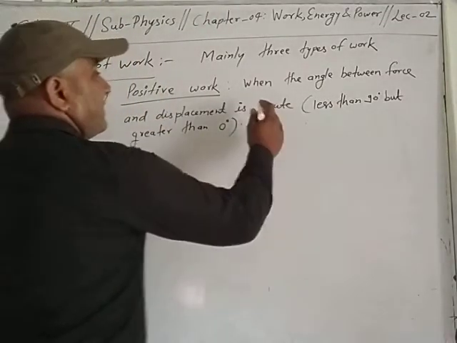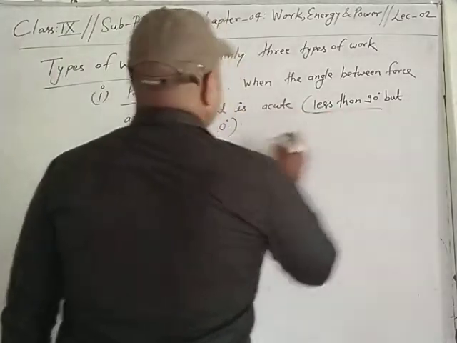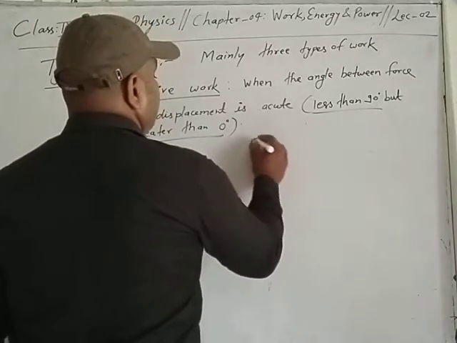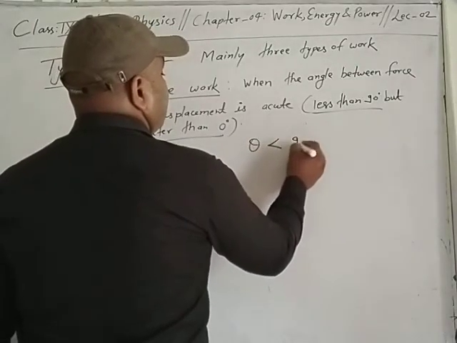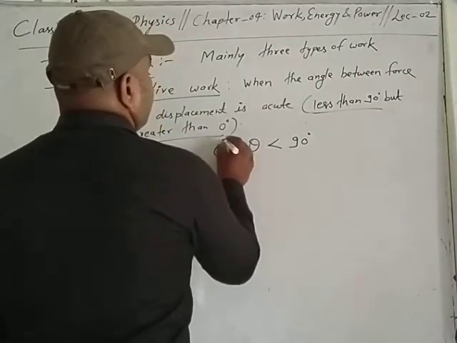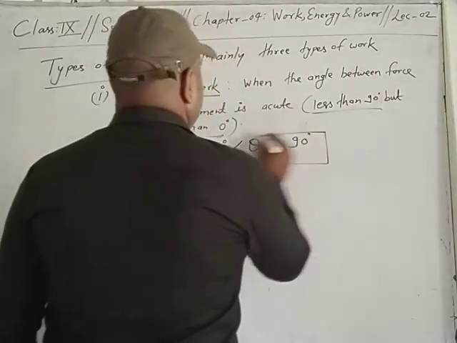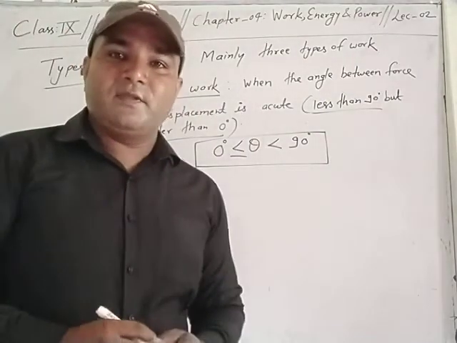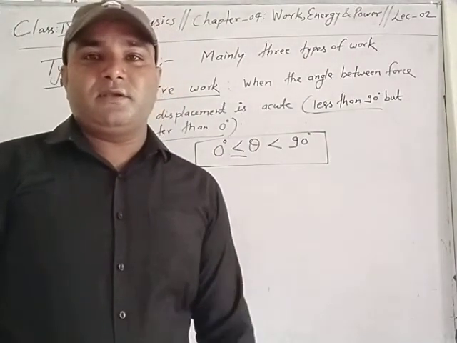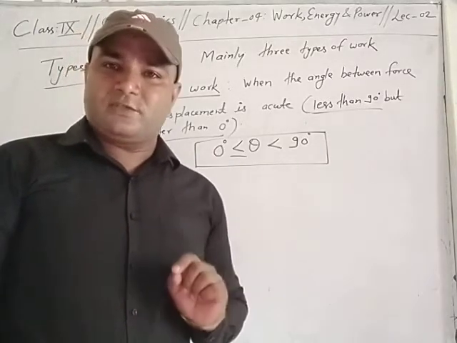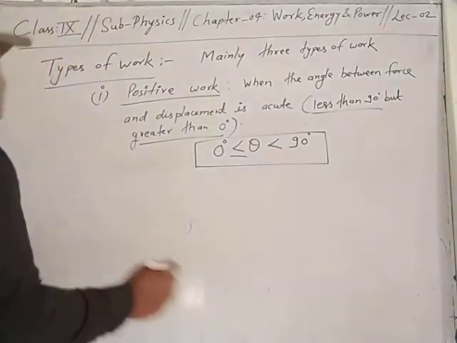But when the angle range is less than 90 and greater than 0, it means theta is less than 90, greater than or equal to 0 degree, then the work done by the force is said to be positive work. And then next, second, negative work.